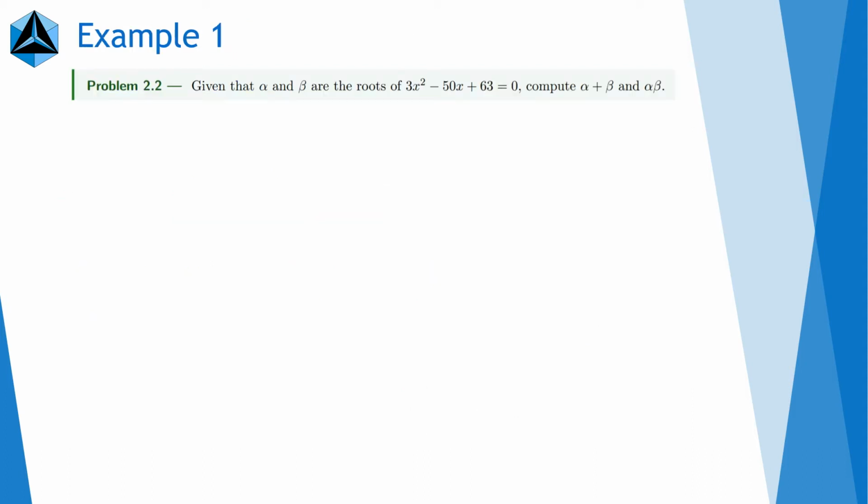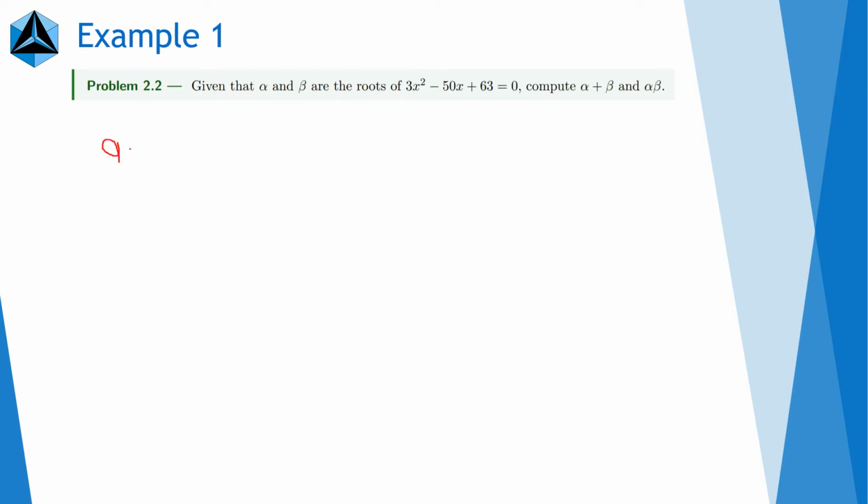Let's try this on some examples. So, problem 2.2 or example 1. Given that alpha and beta are the roots of 3x squared minus 50x plus 63 is equal to 0, compute alpha plus beta and alpha times beta.